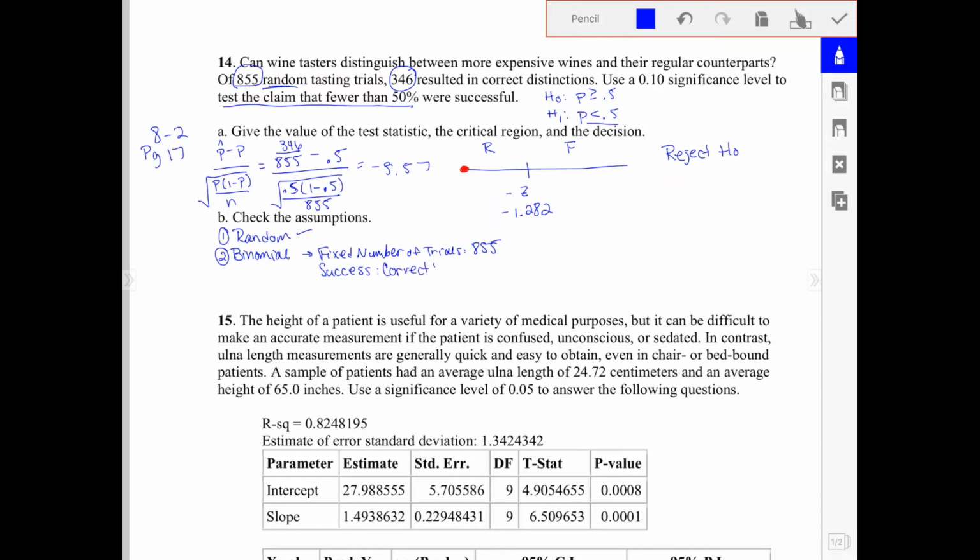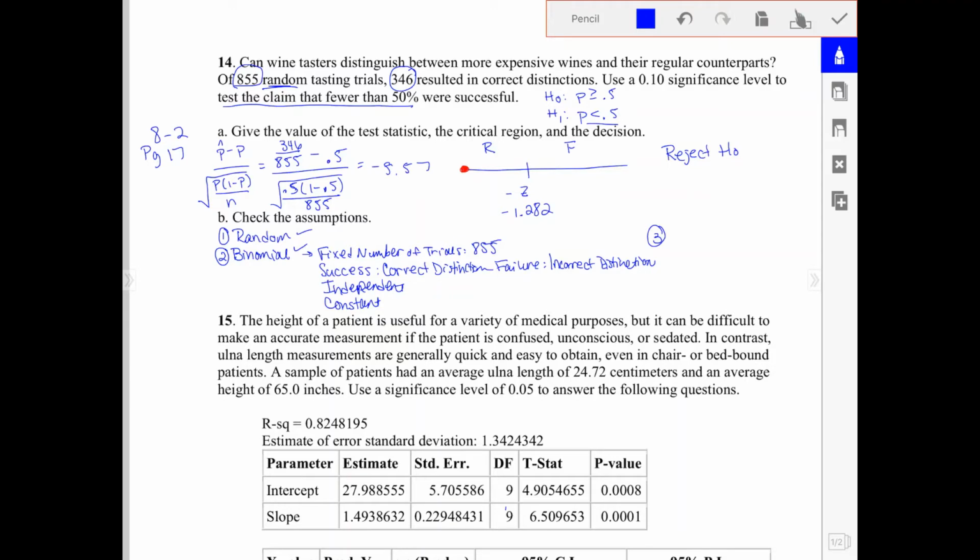Success and failure. So success would be, what are they doing? Correct distinctions. Failure would be incorrect distinctions. Independent. And the constant rate of success. And we just kind of assume those two are true. All right, so all four of those things are true, so it is binomial.